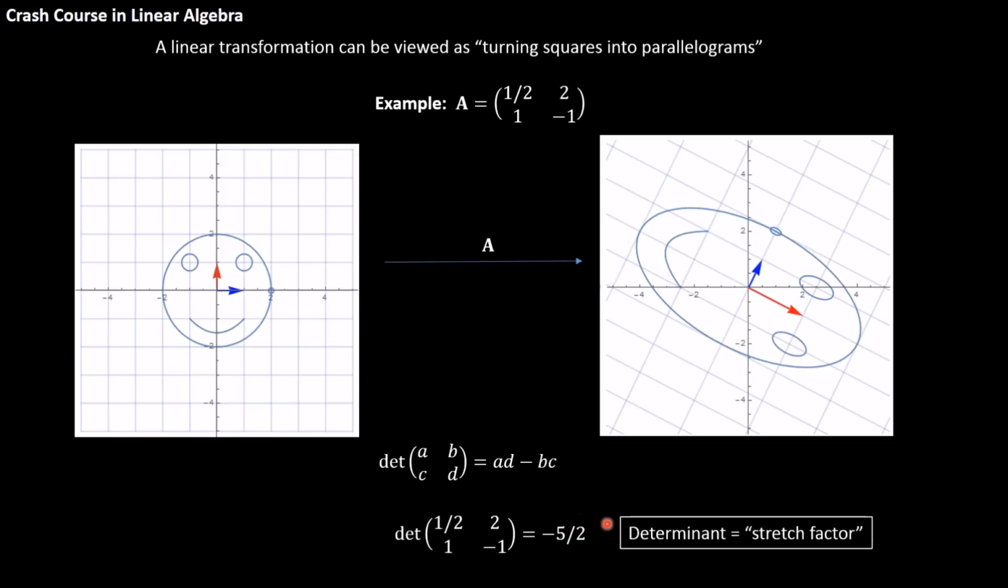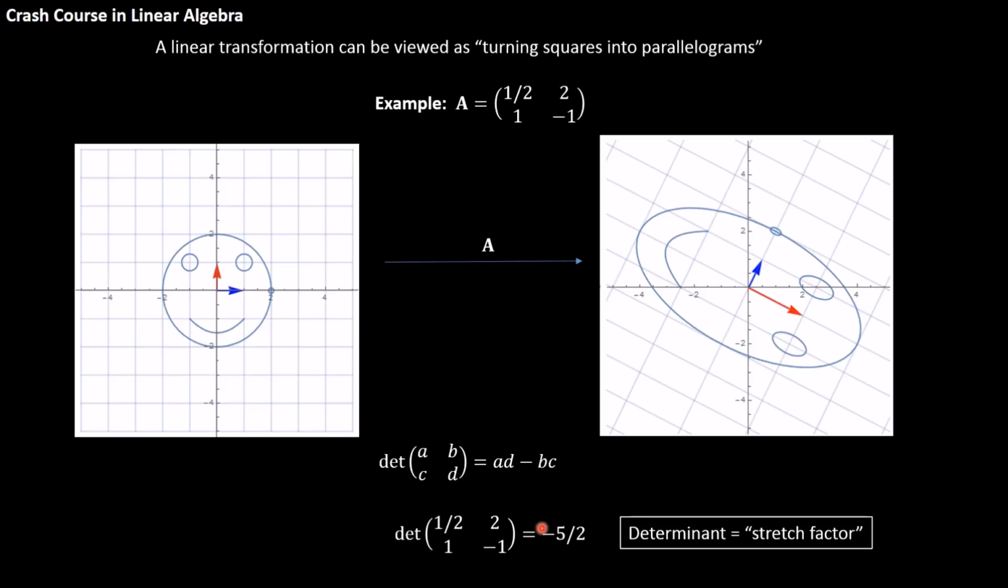It's called the stretch. You could think of it as the stretch factor. It says how much the area of the squares gets stretched when you apply the linear transformation. So this linear transformation stretches the squares by a factor of 5/2, meaning that the rectangles over here have area 2.5 times the area of these squares, who have area 1. The negative sign, if you're curious, indicates that this is an orientation reversing linear transformation.